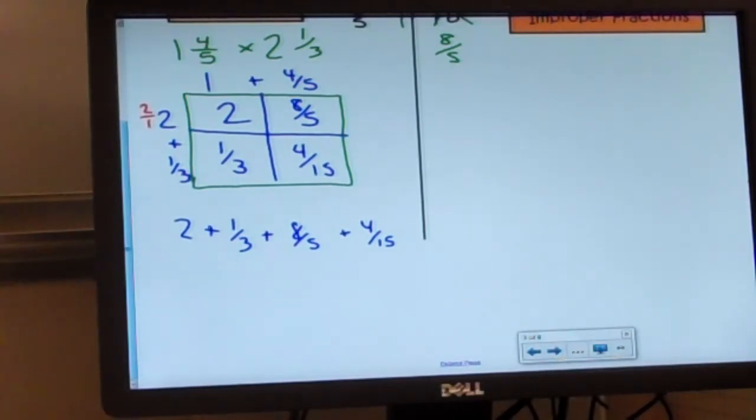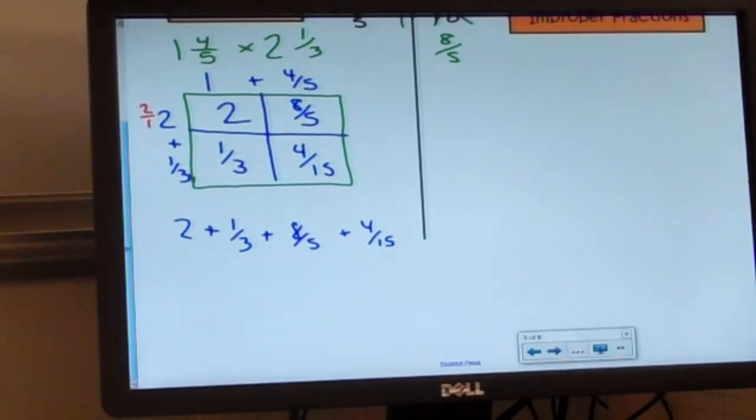What is wrong with these 3 fractions that we see? Why can't we add right now? Carson? Because they don't have the same denominator. They don't have a common denominator. Does anyone see a least common denominator between 3, 5, and 15? The least common denominator? Julia? 3 times 5 is 15.